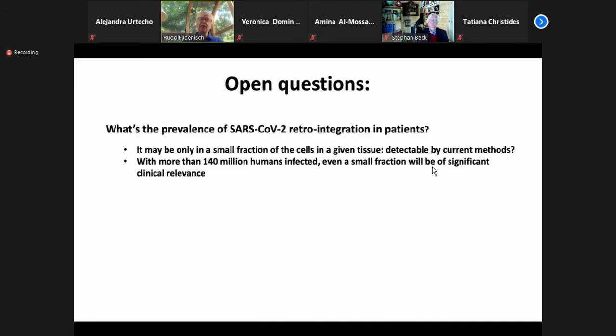So there are many open questions. What is the prevalence of SARS-CoV-2 retrointegration in patients? As I said before, it may be a very small fraction only, and that's based on the LCMV data and what I showed you. And I believe there's no way we can detect this directly in patients. We have to do it indirectly by looking at the RNA. But with more than 140 million humans infected, even a small fraction may be significant.